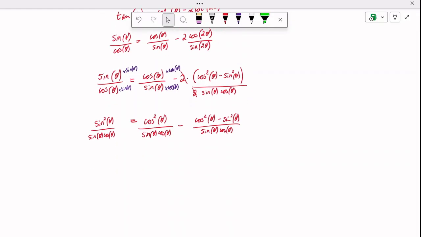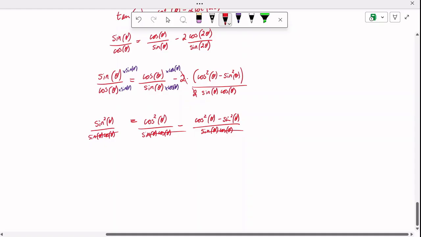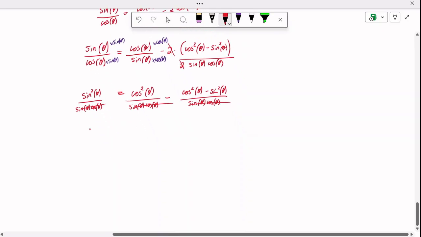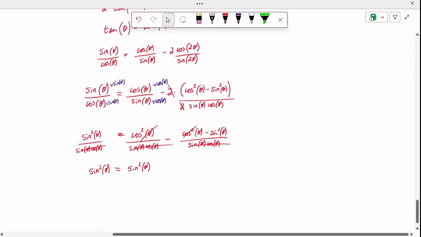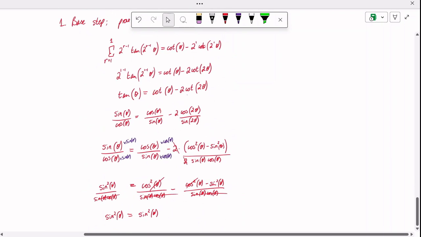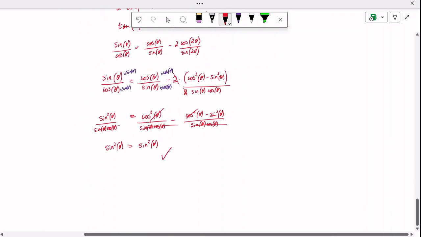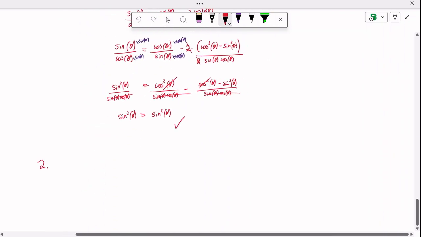Cool. So now I don't really care about my denominators at all. Let's have a look what we got. We've got sine squared theta equals, now cos squared take cos squared is going to cancel, and then negative sine squared is just going to give me positive sine squared. So we get sine squared equals sine squared. Cool, so my base step works. Now I'm ready for my inductive step.